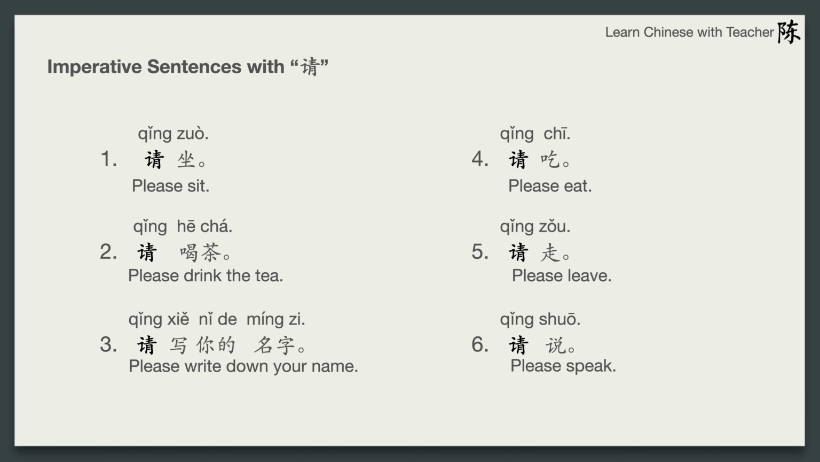How we use 请 is pretty similar compared to the English word please. In Chinese, usually we put 请 at the beginning of a sentence.